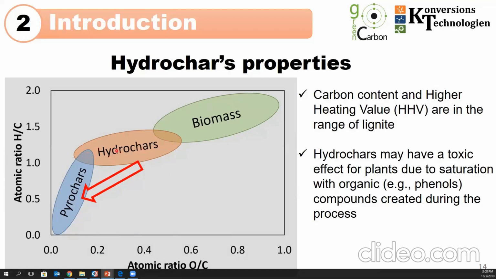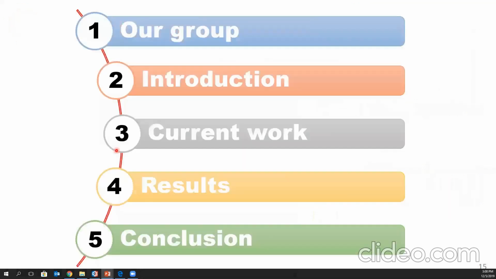However, these hydrochars may have a toxic effect for plants due to the saturation with organic compounds, for example, phenols, which are created during the process. So there is another important task: if we want to apply this char for soil amendment, we have to remove the toxic compounds, and we can do that by coupling hydrothermal carbonization with pyrolysis, for example. And this will be the next step I want to talk about today.